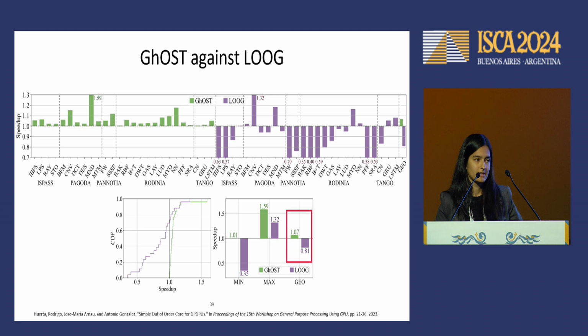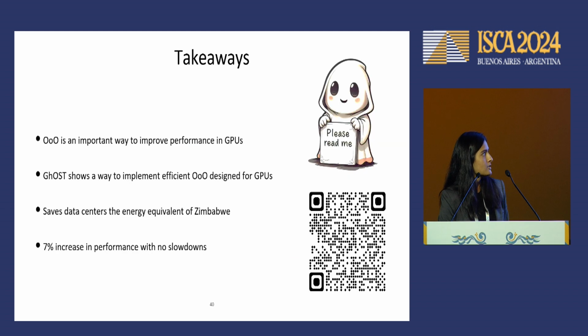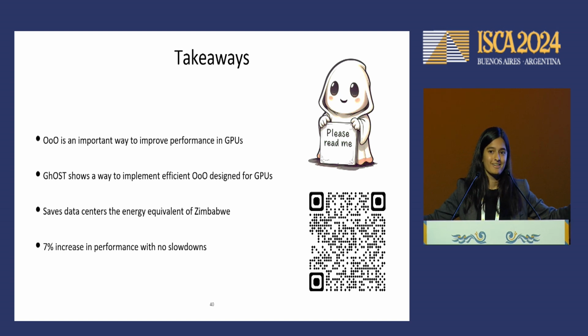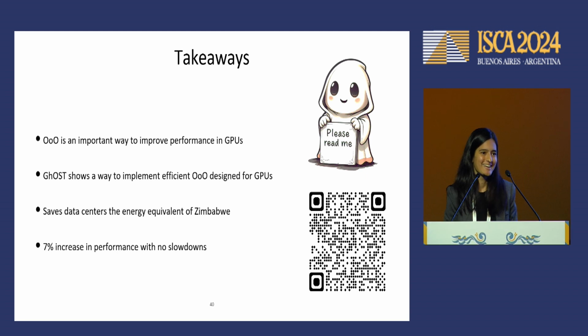some slowdowns in applications. So the takeaway from my talk is that, yes, out-of-order execution on the GPU is very important. Ghost shows a way in which you can do this very effectively, and it shows very good speedups. And if you went ahead and implemented Ghost, you would save the energy equivalent of Zimbabwe. So please read our paper to know more. There's a lot of details in there that I had to gloss over. Thank you so much for attending my talk.